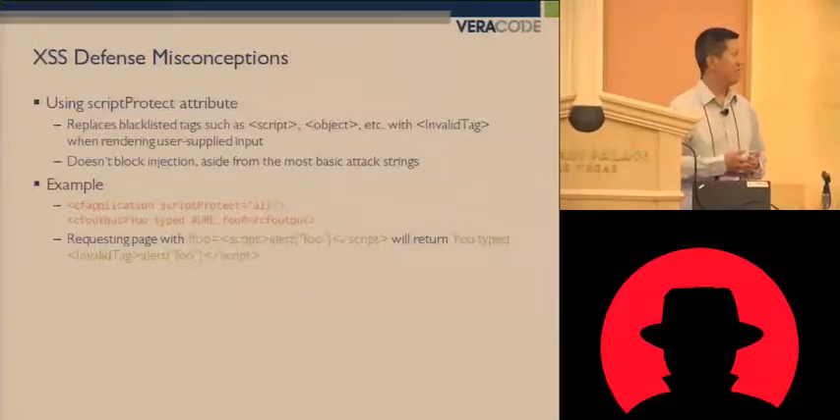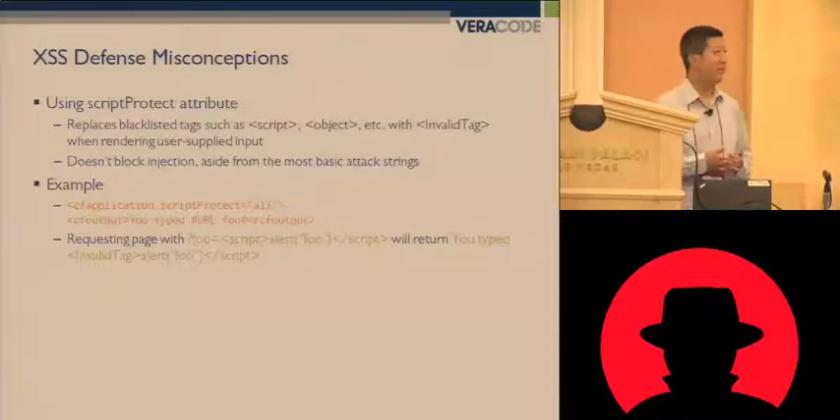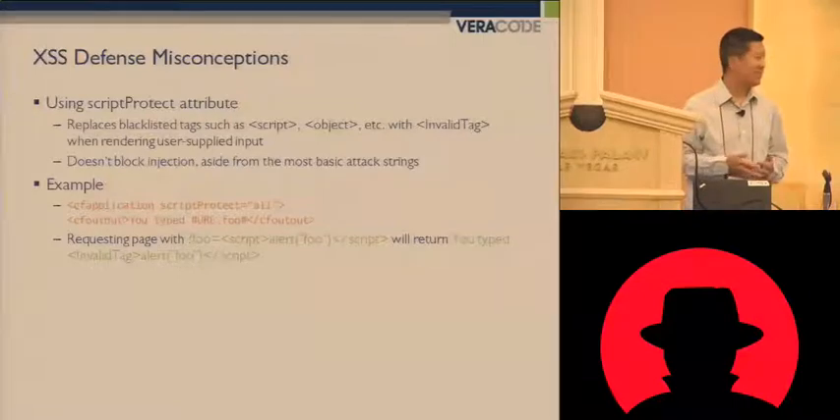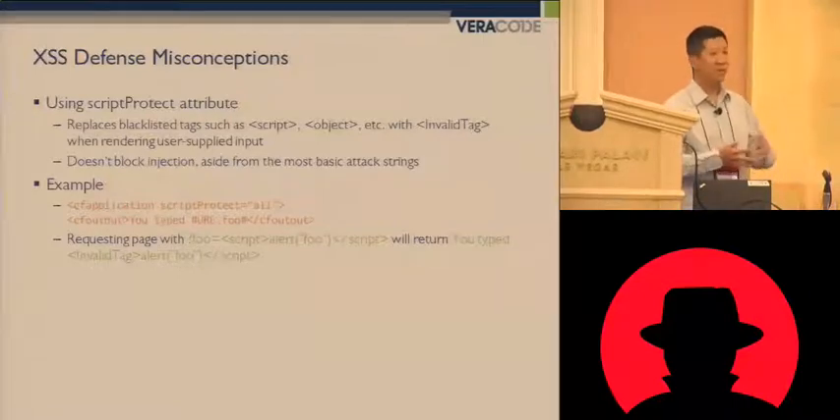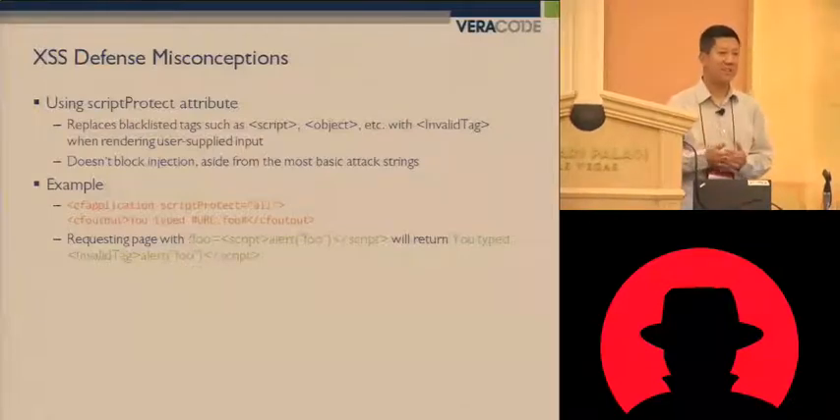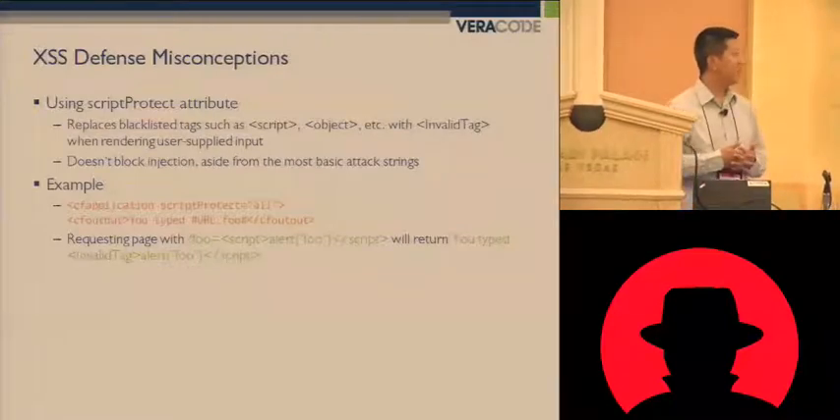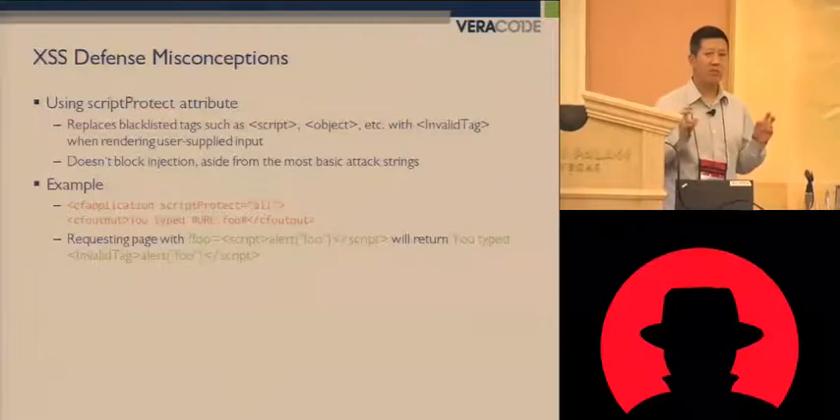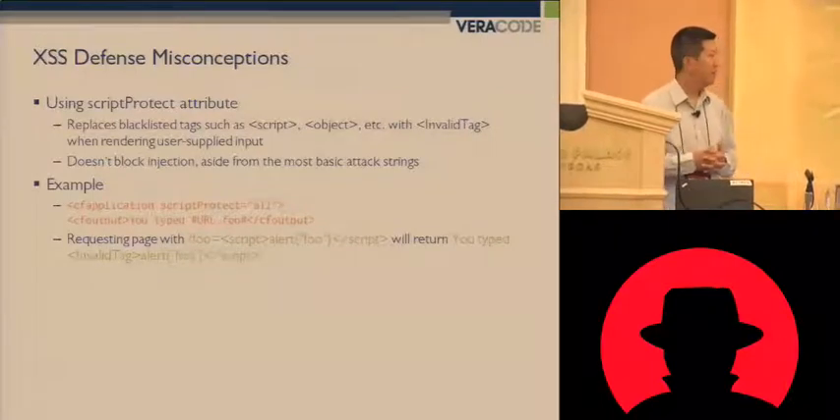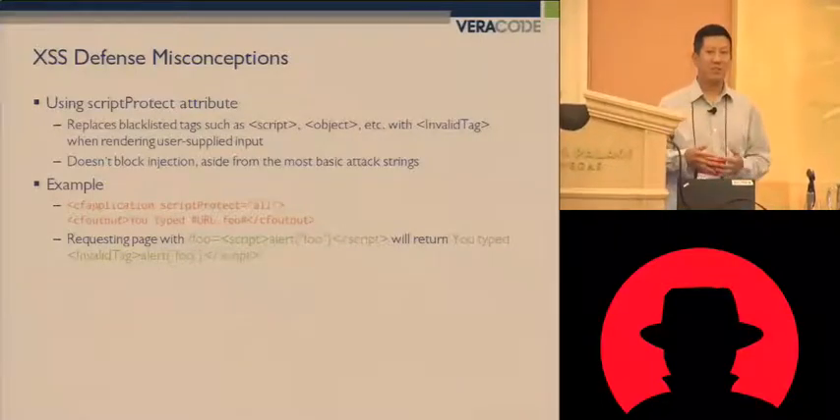And one of these is this attribute they have called script protect. And this is something that can be set up at the application level. We have some example code there. So CFApplication scriptProtect equals all, and that will just say turn on this script protect mechanism for the whole application. And the way script protect is described in the documentation is it says it will block most attempts of cross-site scripting. And there's not a whole lot of information beyond that.